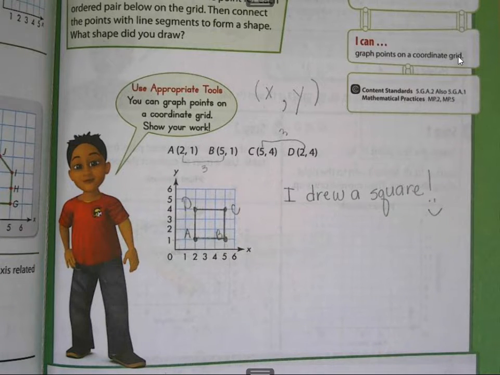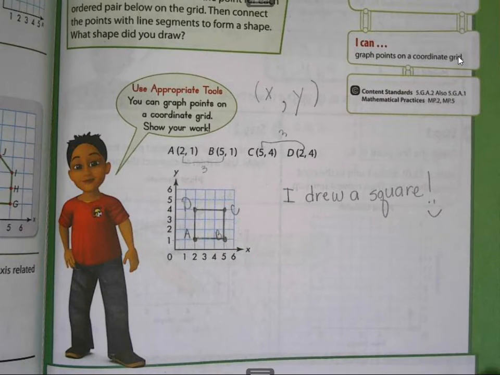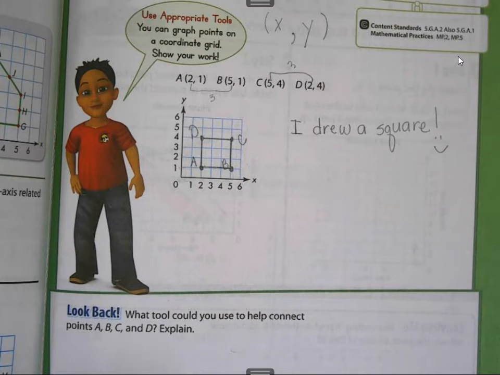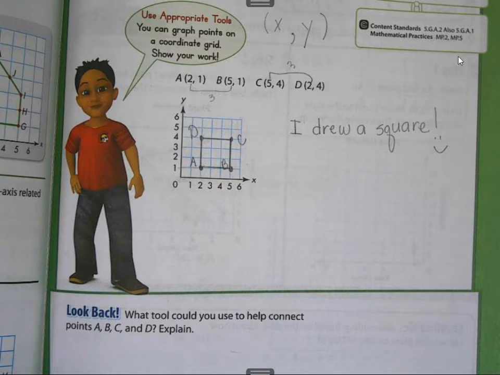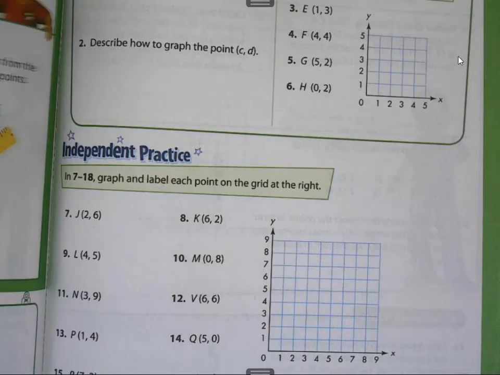All right, what tool could you use to connect the points if you're looking at the look back? Guys, I used a ruler. If you don't have a ruler, you can use some kind of a straight edge, even if it's just rolling up a piece of paper and neatly making a thick edge by making your own ruler.